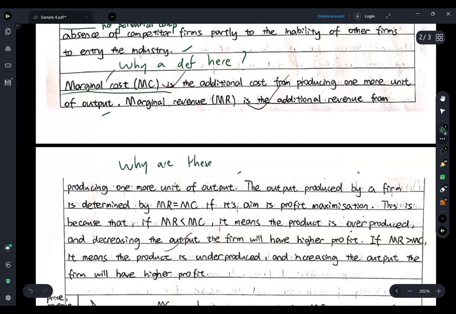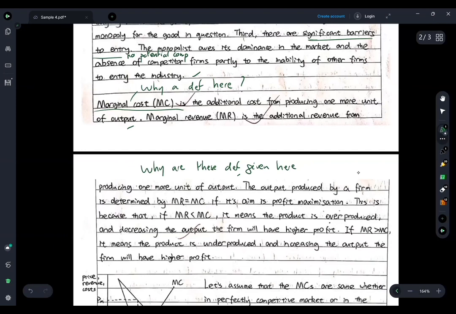Why are these definitions given here? It's better to integrate the definitions when you need the keyword. So, for example, I would have said instead, or we can be even more precise, the profit maximizing output is where marginal cost is equal to marginal revenue. Okay, and then once you have mentioned those two keywords the first time, it is a good time to define those keywords. Okay, its aim is profit maximization.